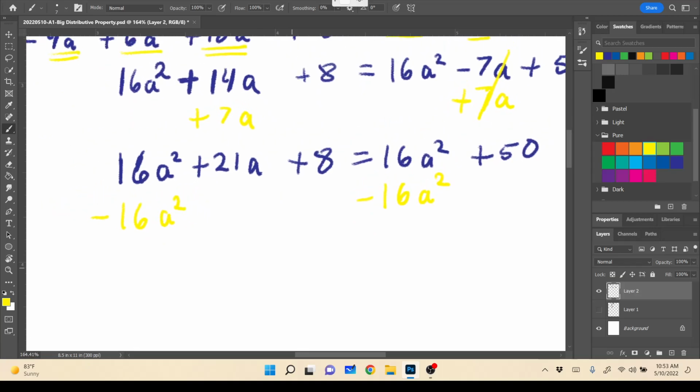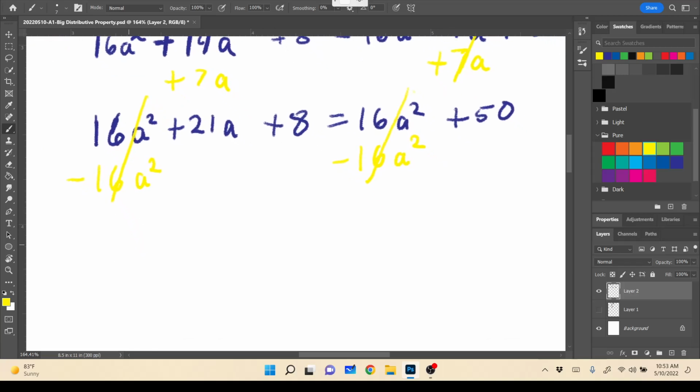So these guys cancel on both sides. Yay, that's good, because you don't yet know how to deal with that. If it doesn't cancel the squared, you're going to soon. Okay, so then we're going to bring down everything we didn't touch.